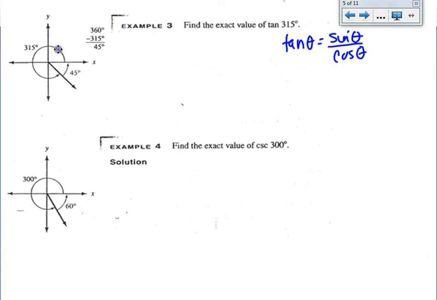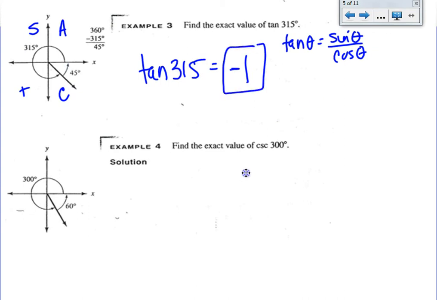Now we have to think about signs, meaning positive and negative. So in the fourth quadrant where it terminates, the tangent is supposed to be negative. So what I'm going to say is the tangent of 315 is equal to the number 1, except since it's in that quadrant, it's a -1.